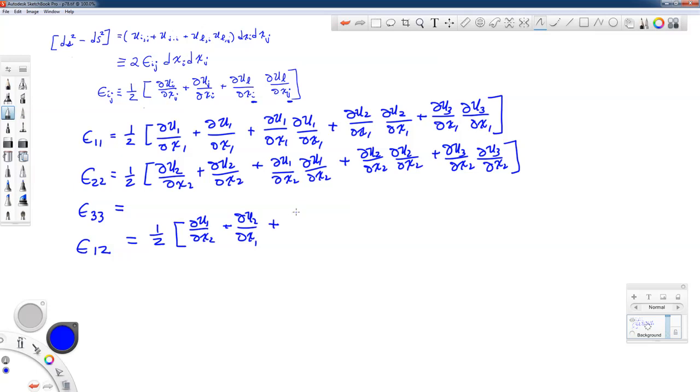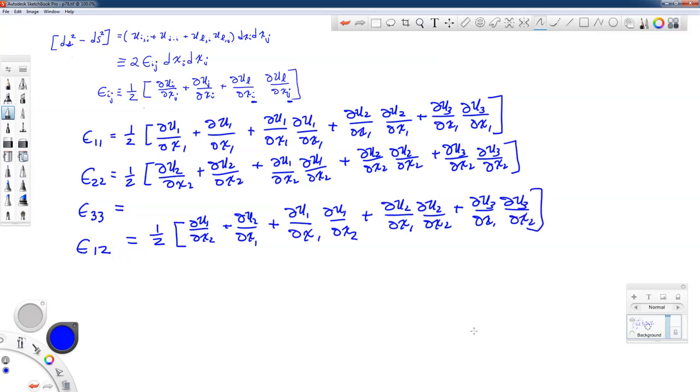So we have plus the partial derivative of u1 with respect to i equal to 1, and then j is equal to 2. Now we make this the u2 terms, and then finally the u3 terms, with respect to 1 and 2. And I'll let you finish these other 2 out.